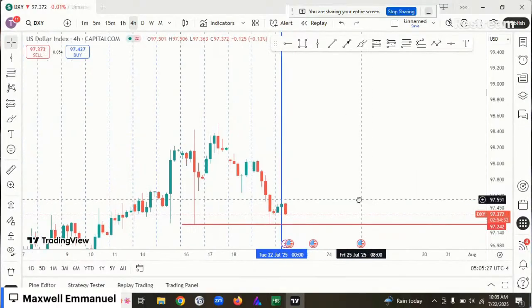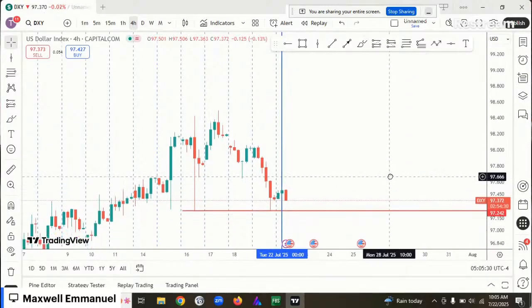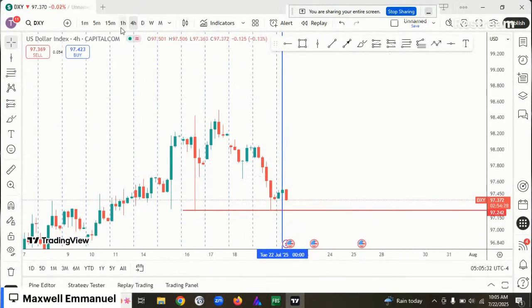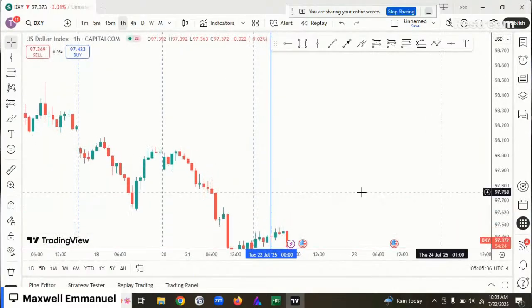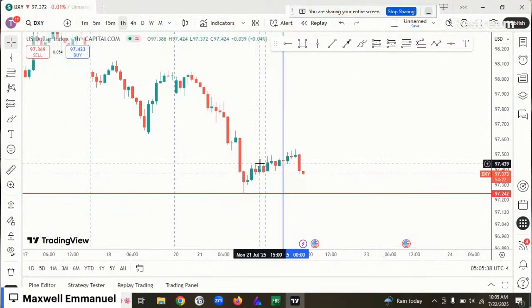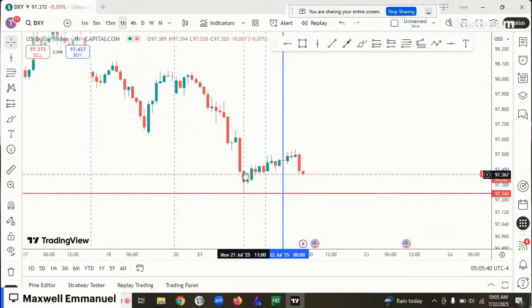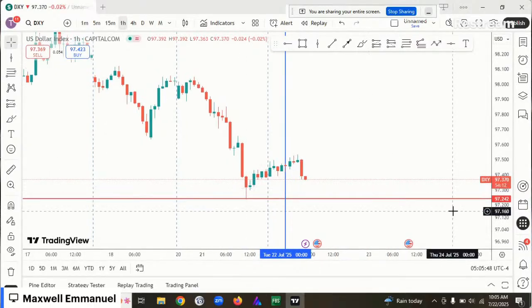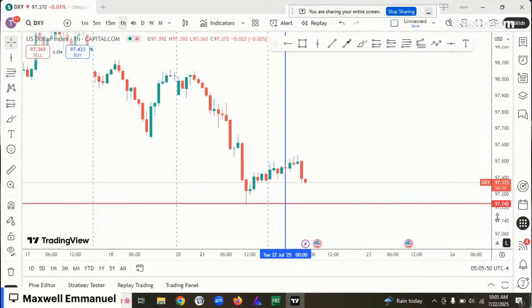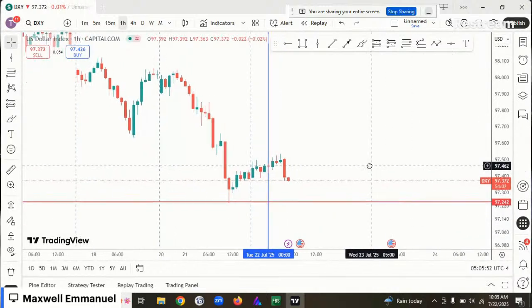Now let's go down to 1 hour. We should be able to identify a bullish reversal pattern on the 1 hour time frame. You can see the pattern we had: a hammer, and a spinning bottom. The 1 hour pattern validates what we saw on the 4-hour time frame. So that is a buy setup for me.